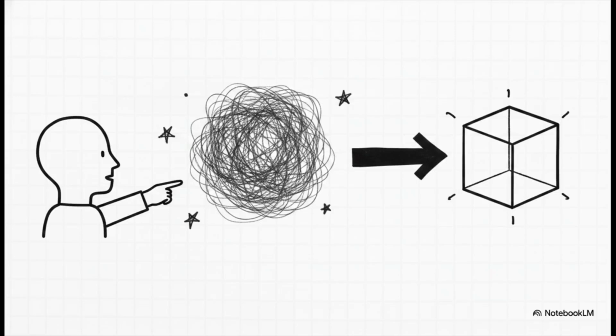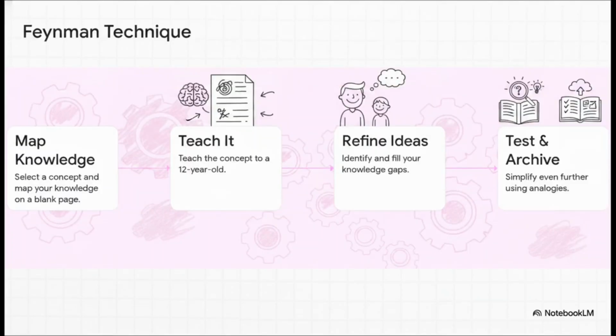Now, this exact idea was turned into a completely bulletproof system by the brilliant Nobel laureate Richard Feynman. It's known as the Feynman technique, and it's this beautifully simple four-step method. First, you map out everything you know about a topic on a blank page. Second, you try to teach it to a 12-year-old. And hey, if you've ever spent time with a preteen, you know for sure that requires a lot of patience. Third, when you inevitably stumble, you go back to review and refine your knowledge. And finally, you test yourself and archive that simplified explanation.